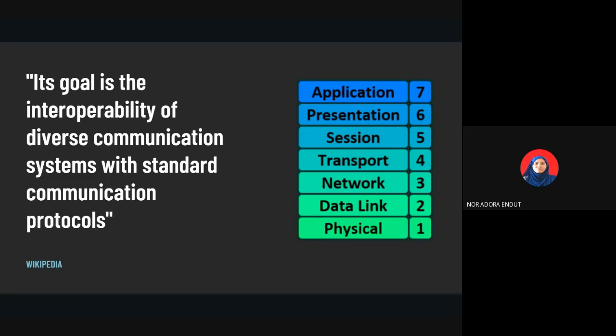Okay, so I leave stop kat sini. So nampak ni boleh baca. Its goal is the interoperability of diverse communication systems with standard communication protocols. Okay, so basically keyword dia adalah interoperability. Kita stop, nanti kita discuss apa maksud interoperability tu. Pasal OSI 7 layer model ni, kenapa dia dicipta, what are its goals, kenapa dia dicipta berlapis-lapis, kenapa ada 7 layer dan sebagainya.